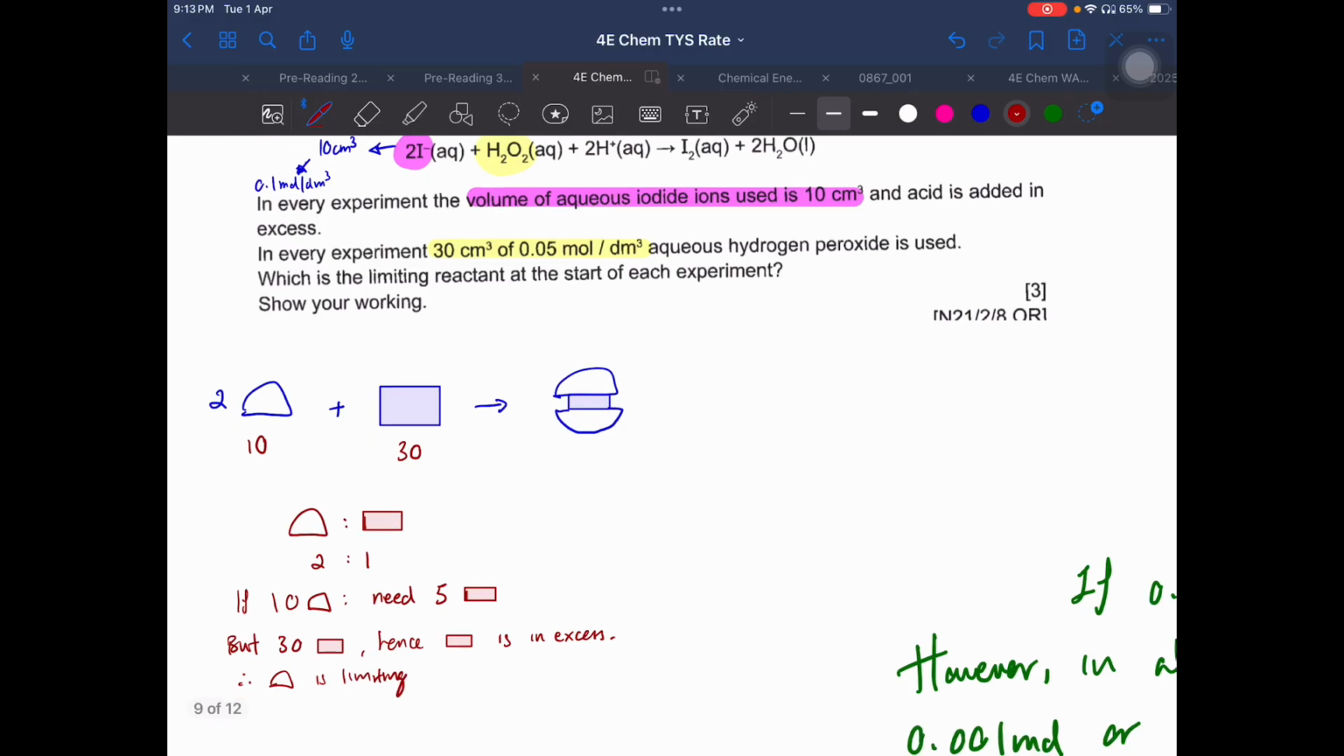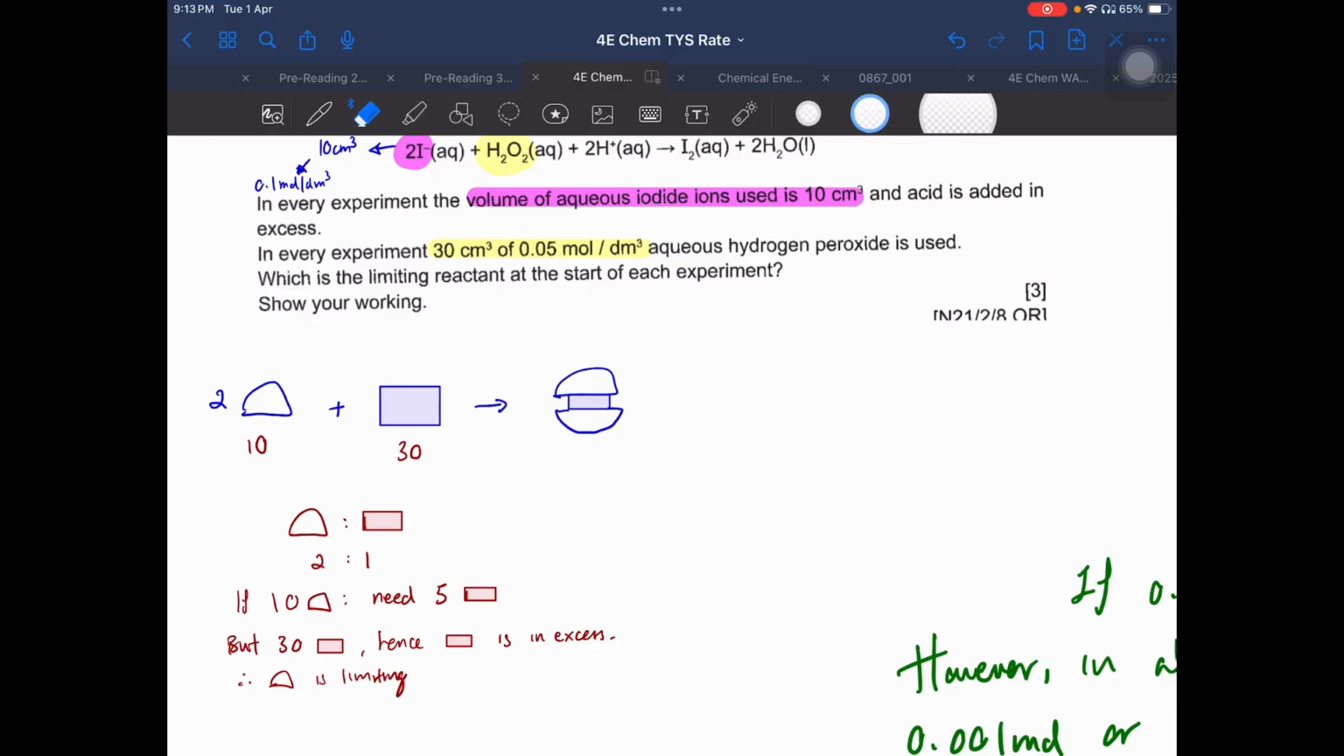What I want you to understand here is not so much about the example, but the fact that when someone is very kind and gives you everything about the chemicals, you need to ask yourself whether the 10 more important or the 30 more important. And how do we compare them? We don't just say that, oh, 10 is less, therefore 10 is not enough. Instead, we look at the recipe again and ask ourselves, if now I have 10, how much do I really need for the reaction to be done? And then whether I have too much or too little.